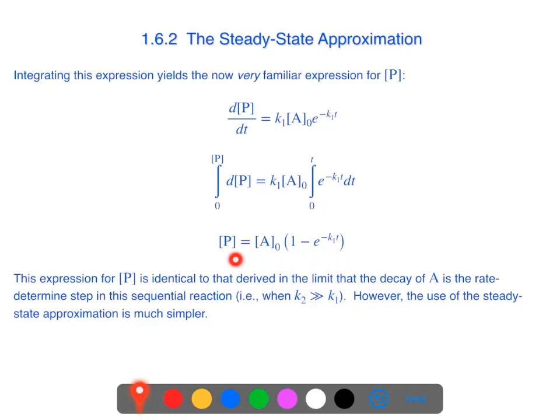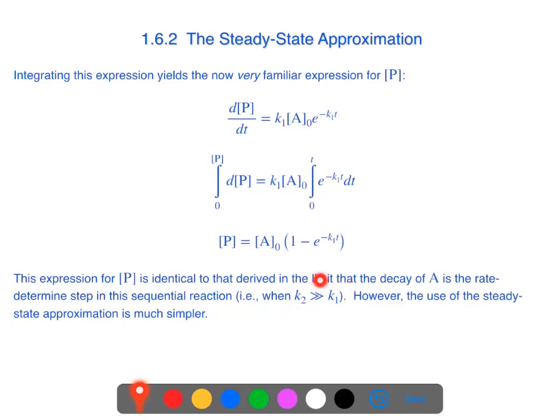So this expression for the product concentration is identical to what we derived in the limit that the decay of A is the rate determining step in the sequential first order reactions. That was A giving us I and giving us the product.